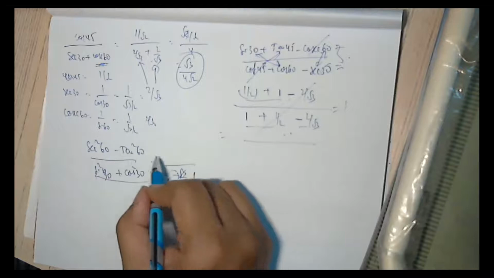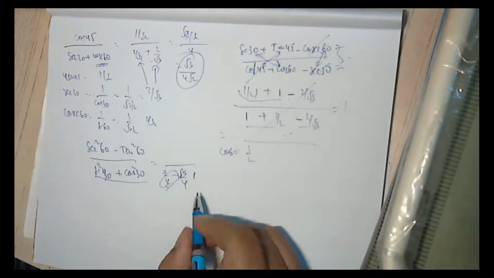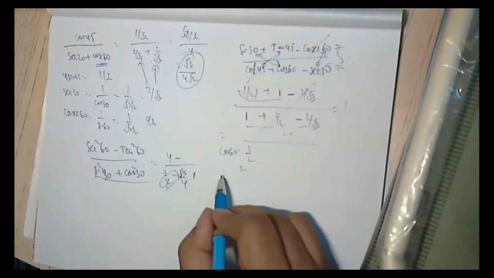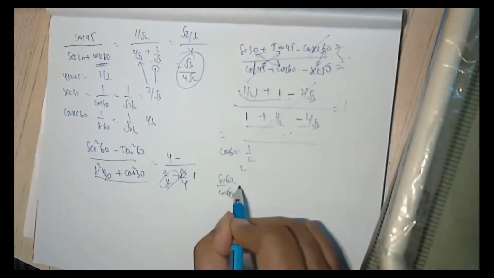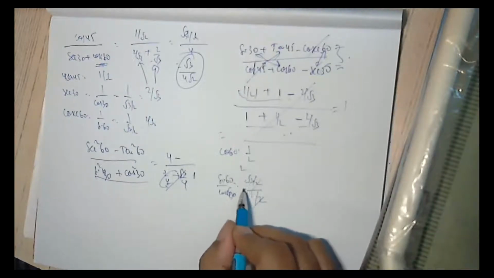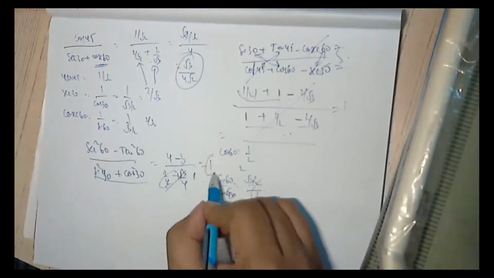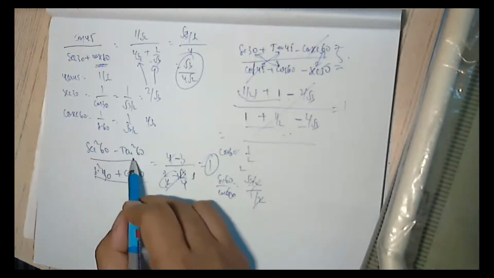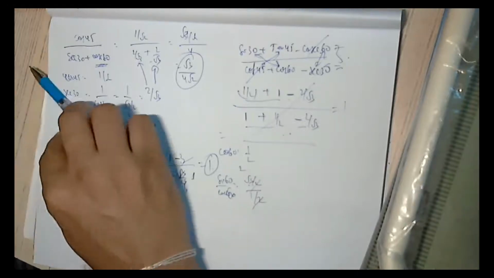What is secant square 60? Cos 60 is 1 by 2, secant 60 is 2, secant square 60 is 4. Minus, what is tan 60? Tan 60 is sin 60 by cos 60, root 3 by 2 divided by 1 by 2, answer root 3. So tan square is 3. 4 minus 3 is 1. So secant square 60 is 4, tan square 60 is 3, bottom is 1. So the answer is 1.